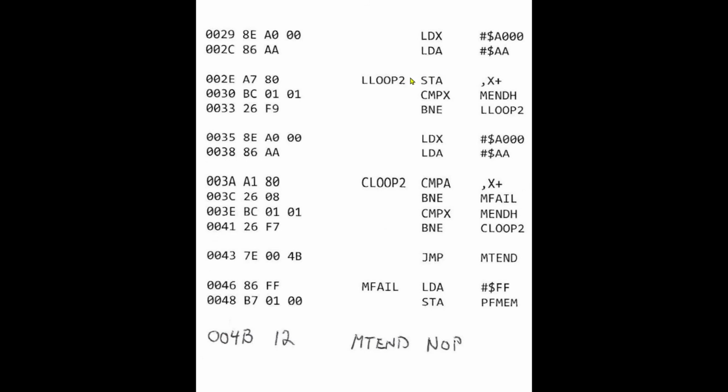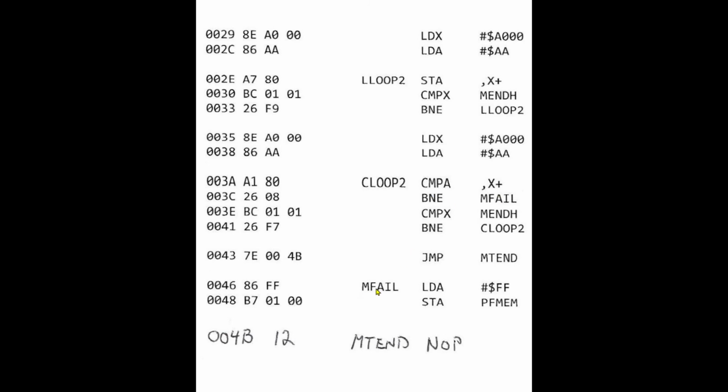Now when we're branching forward, let's find a jump ahead, okay? We're going to jump right here to memory end. We have 7E004B. 7E is this right here. 004B is down here. Now, what if we want to branch forward? That's a jump. Let's do a branch forward to memory fail.